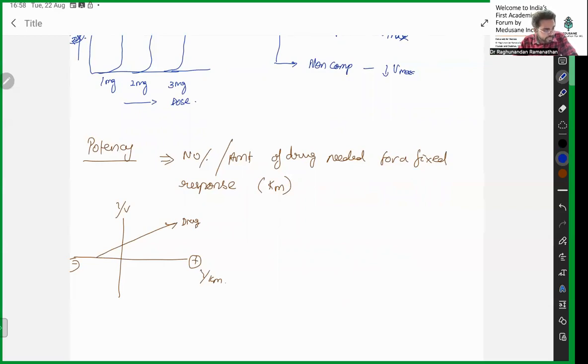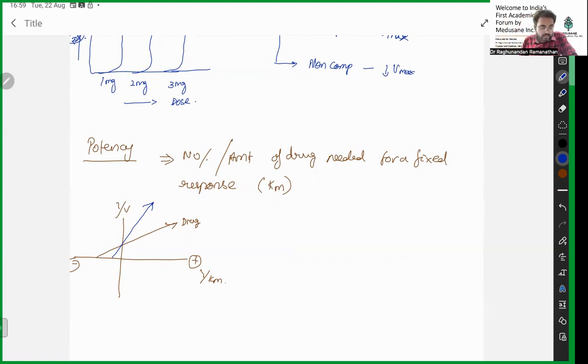In competitive antagonism, your Vmax will remain the same. What does it mean that Vmax remains the same? Vmax means the response. So the response will remain the same. Only the dose is going to be varying. That means it's going to be either 0 or 100.